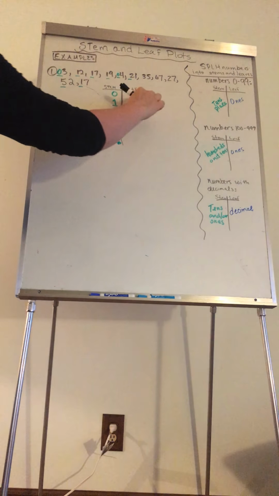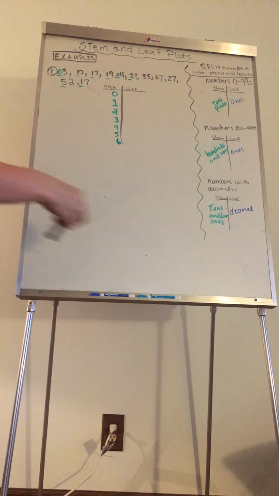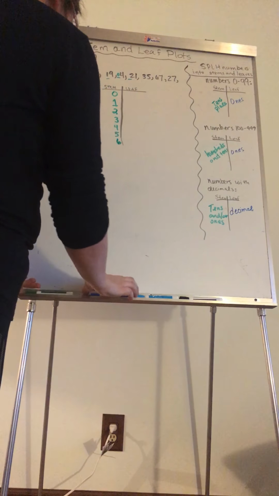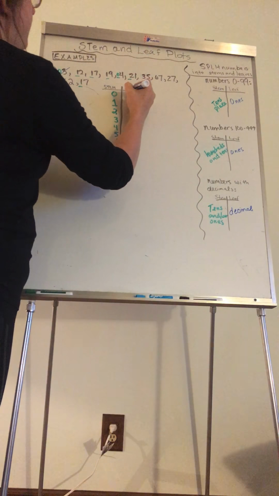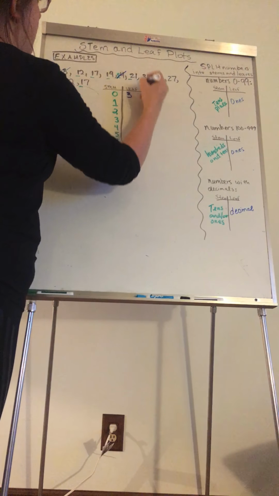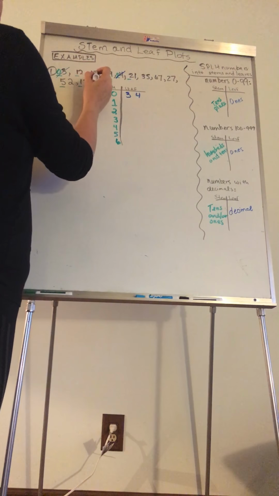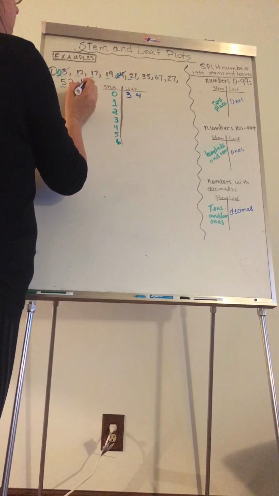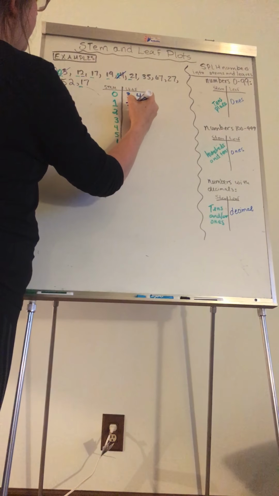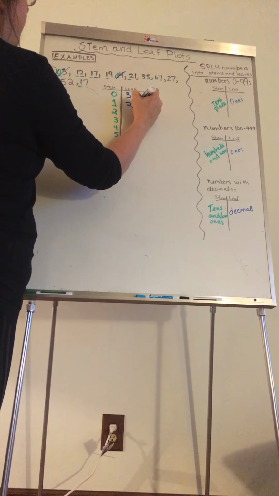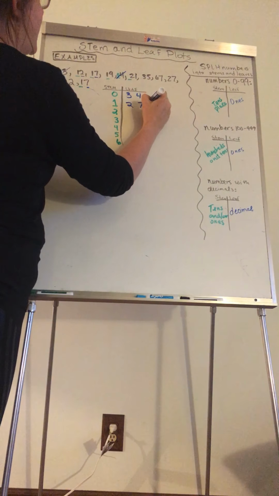So for the zeros, I'm going to do 3 and then 4, okay? And as I do this, I'm going to mark them out so I don't repeat anything or miss anything. Now I go to my ones. I've got 12, 17, and then 17 again. So I'm going to write my 2, then my 7. And I've got 17 again, so I'm going to write my 7 again.